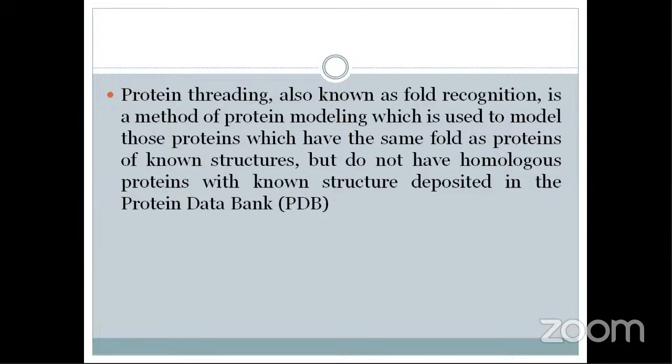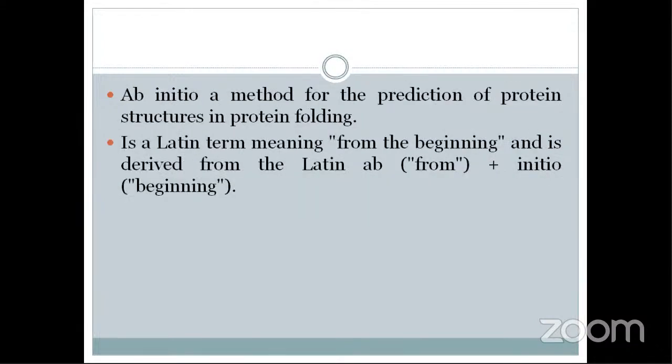The other one is ab initio. Ab initio is a method for prediction of the protein structures in the protein folding. So it is without any information or anything. Like in the homology modeling, you have the template information, and in the threading you have the fold information. But in ab initio, there is no information. Based on your own computational knowledge and the statistical knowledge, you are predicting the 3D structure of the protein.